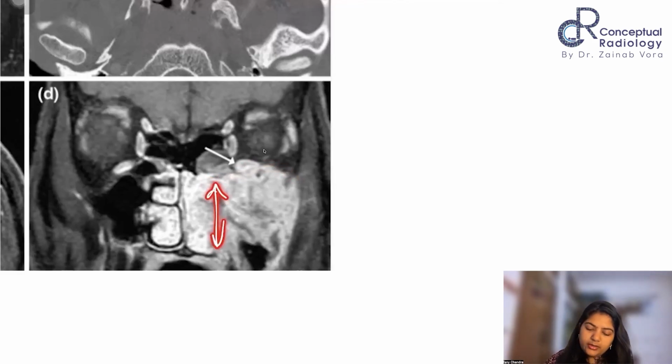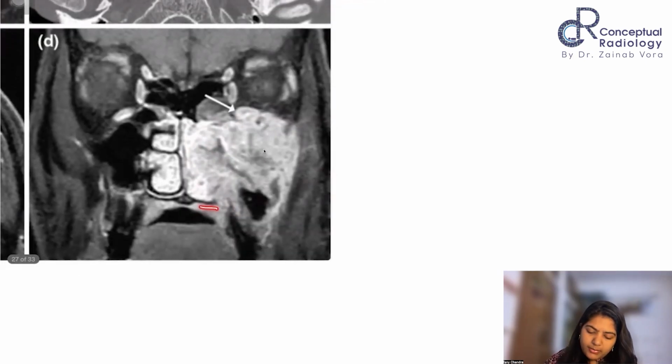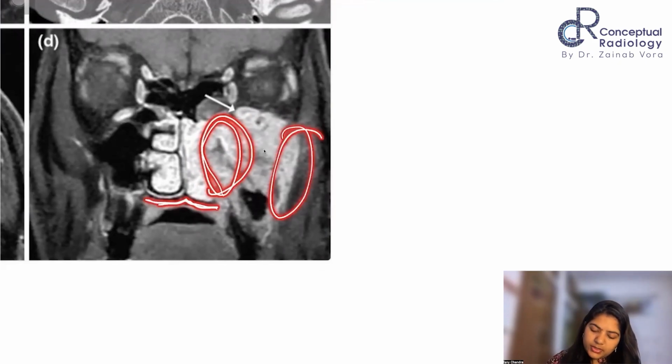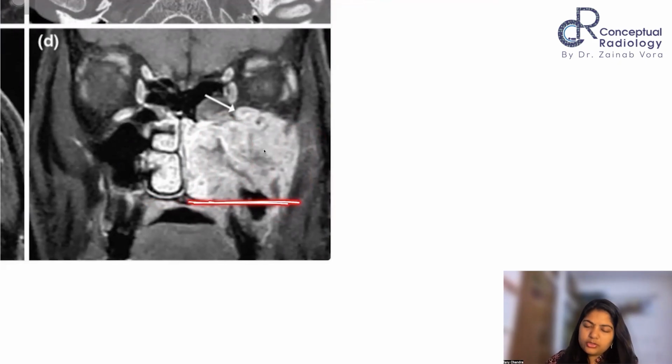So this muscle is going to be stuck there to this mass. OMC is destroyed. It has extended into the nasal cavity. Okay, on MR, these are going to be the dark lines of the cortex. So it's all gone on this side. It's all gone on this side as well. Okay. Even the floor is not very well seen.